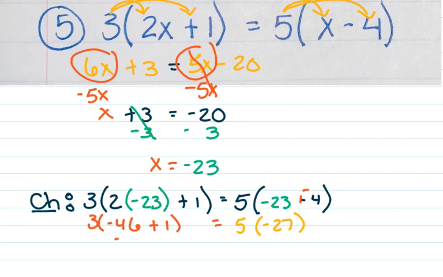Okay, I need to go back over. So I get 3 times negative 45. 5 times negative 27. Probably need to type that in your calculator. It's going to give me a negative 135. So we need 3 times negative 45 to also be negative 135. And that's what you should get. So this worked. So we solved it correctly.